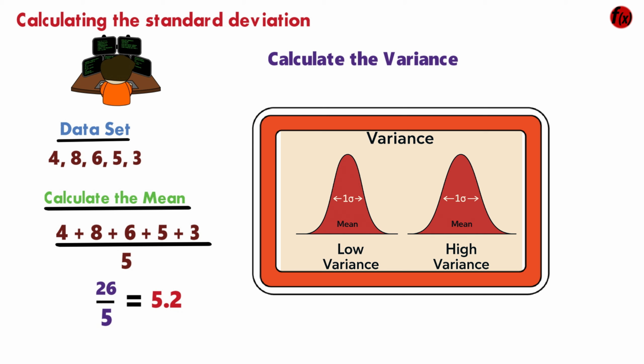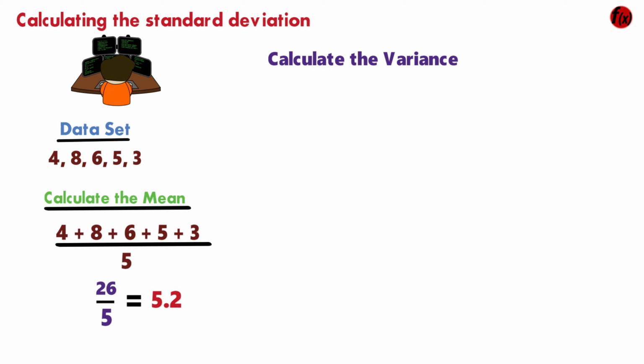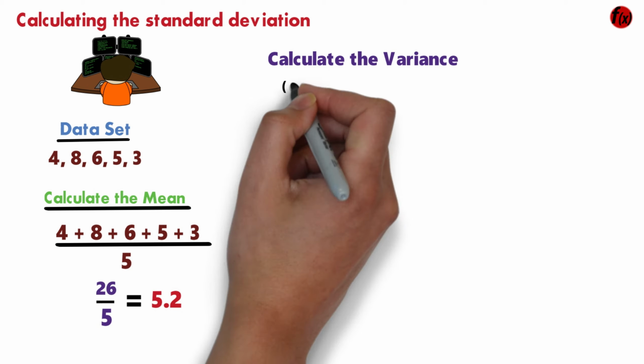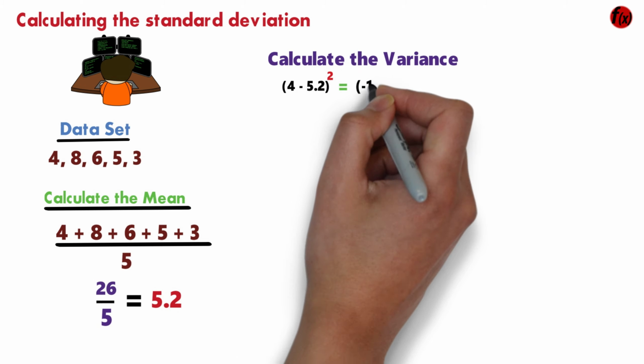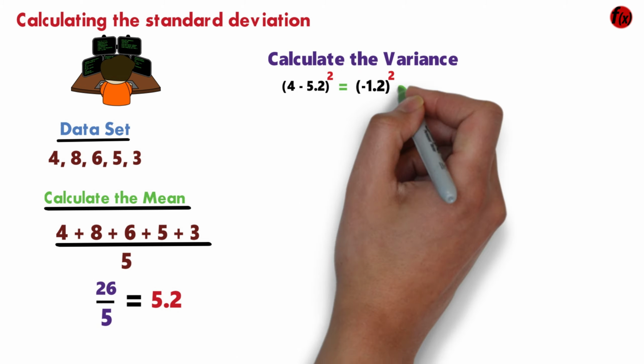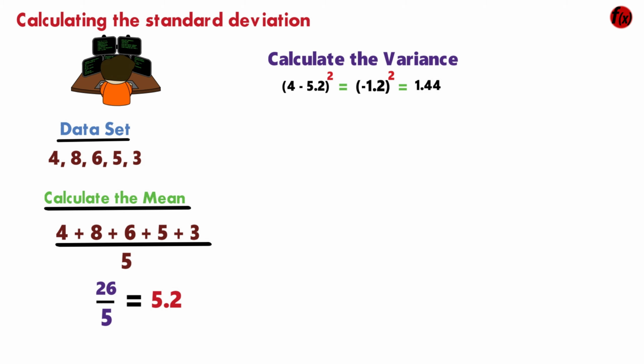Calculate the variance. Variance is a statistical measure that quantifies the degree to which data points in a set differ from the mean, indicating the spread or dispersion of the data. Subtract the mean from each data point and square the result. 4 minus 5.2 squared equals negative 1.2 squared equals 1.44.